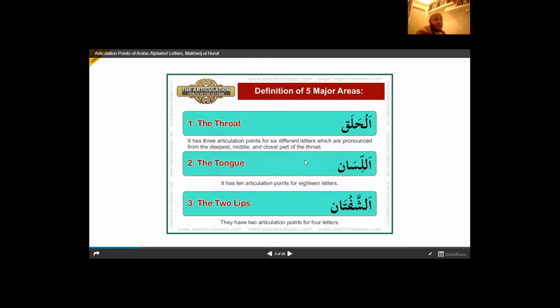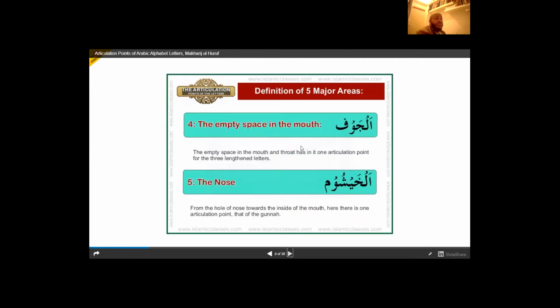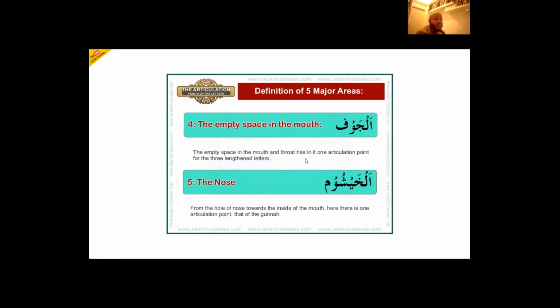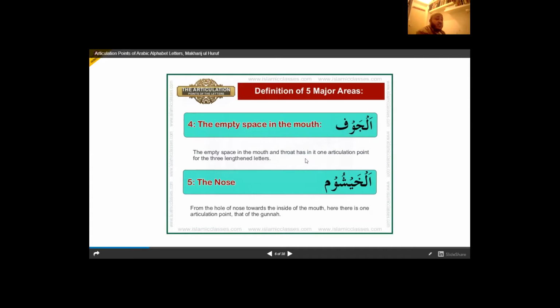The tongue has 10 articulation points. That's the tongue. And just on this slide, the 2 lips have 2 articulation points for 4 letters. Inshallah, we'll go through all of these. The empty space in the mouth, known as the al-jawf, has 1 articulation point, and 3 letters are pronounced from it.